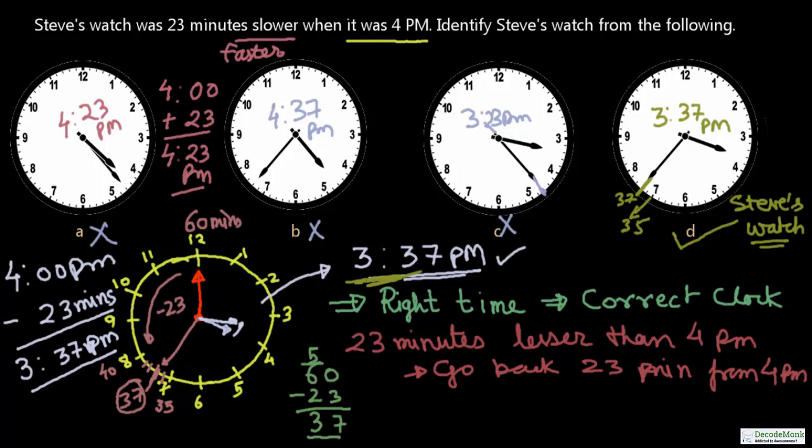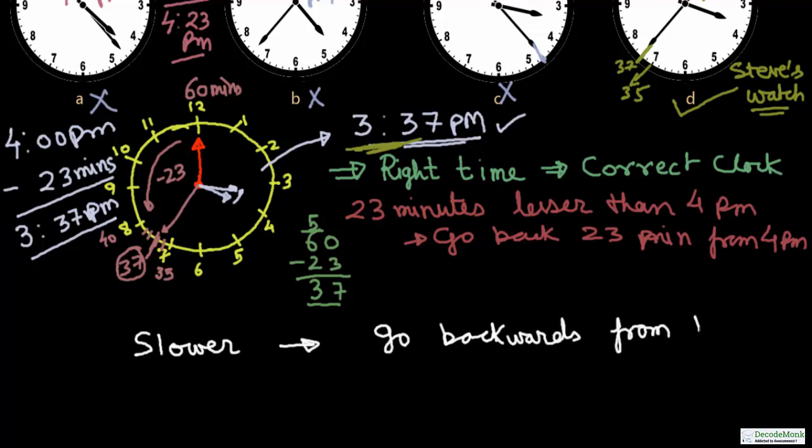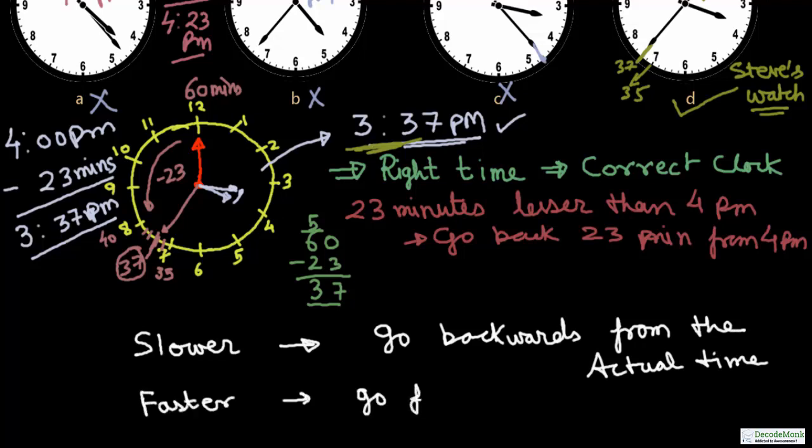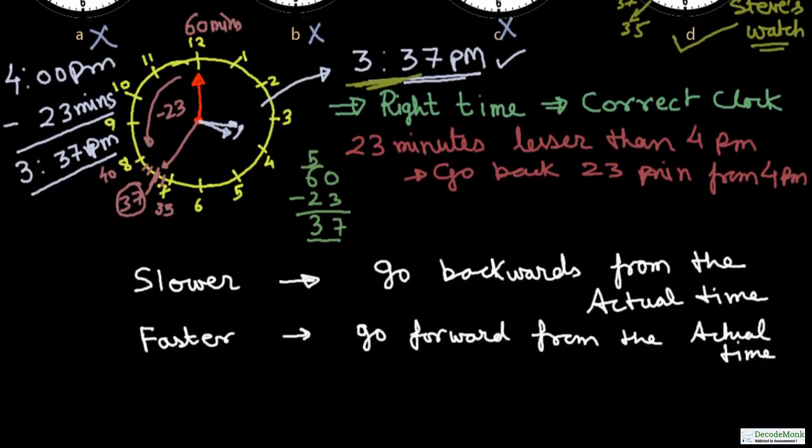From this question, you should understand that if a clock runs slower, then we have to go backwards from the actual time. If the clock runs faster, then we have to go forward from the actual time. So these are some of the conclusions we should be able to understand from this particular question.